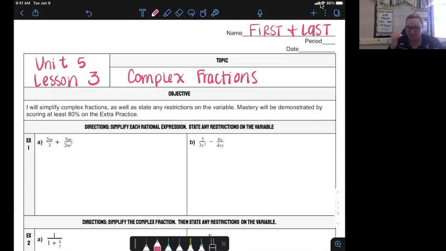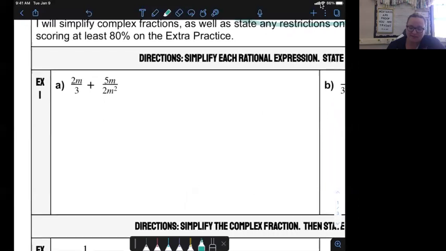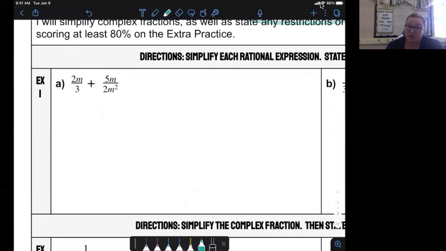All right, so before we dive into this brand new concept of complex fractions, we're going to review what we did in our last lesson and just practice adding and subtracting regular fractions and rational expressions before we jump into what a complex fraction is. So for 2m over 3 plus 5m over 2m squared, I'm going to need a least common denominator to be able to combine these two rational expressions. That least common denominator is going to need to include 3, 2, and m squared.